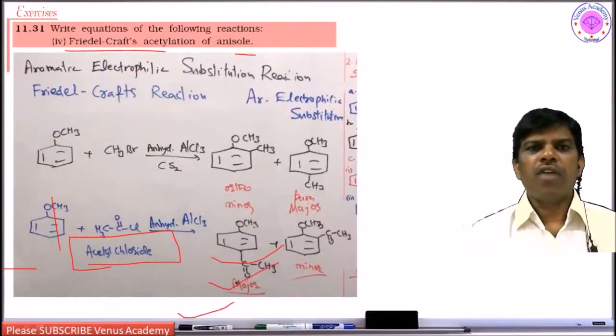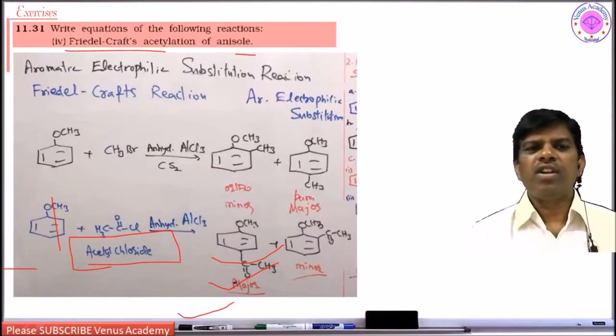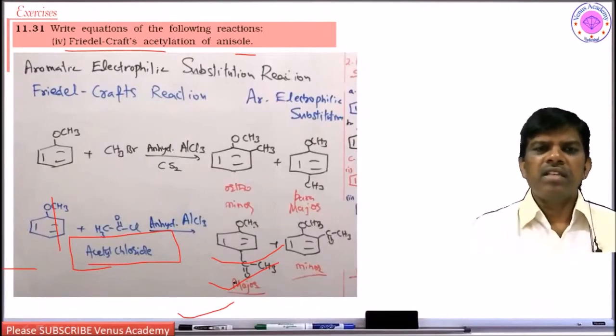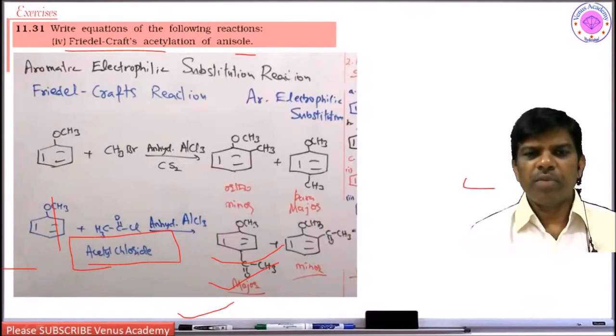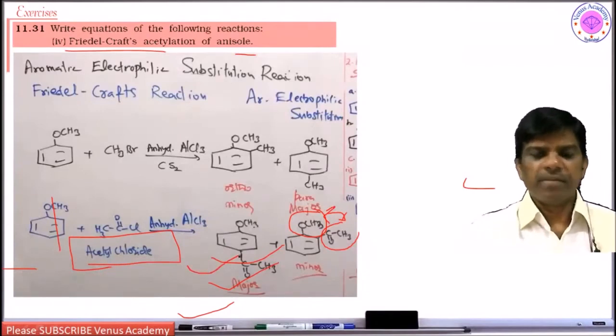The para compound is going to form as major in all reactions except nitrophenol. Yes students, in all the remaining reactions, the para substituted product is major, because the incoming acyl group is bulky and this group is also bulky, so a repulsion takes place between these two groups. That is why the para position is free to approach, so the para compound is formed as major.